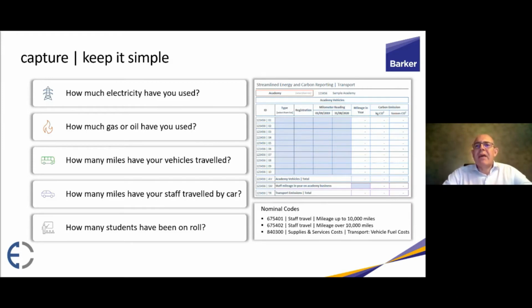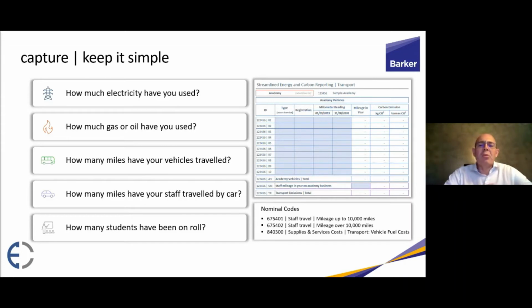in relation to capturing staff mileage, it may be that you're already capturing expenses and things like that for staff, and you are looking at that data, and it may be that the majority of your staff will do less than 10,000 miles. So it's a very easy calculation. If you're paying them 45 pence a mile, your expenses bill is £4,500, then your staff have travelled 10,000 miles in the year. It's those sort of things that you could capture.